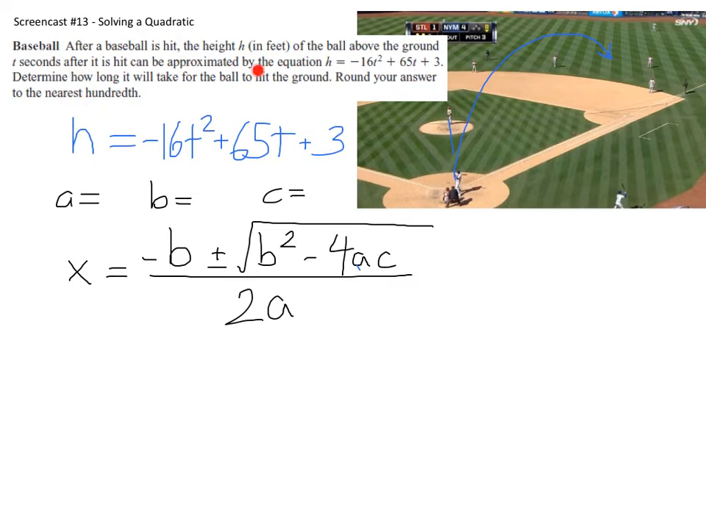Alright, so let's read this again. I don't see a number somewhere in the text here, or even in this picture, that represents what h could be replaced with. Where can we take this h, remove it, and replace it with what number? Maybe there's clues in this problem here. After it is hit, can be approximated with the equation. How long will it take? How long will it take for the ball to hit the ground? Hit the ground, and h is in feet.